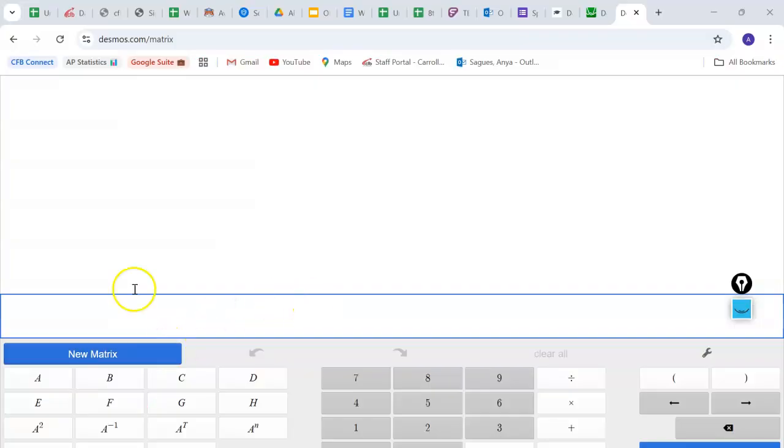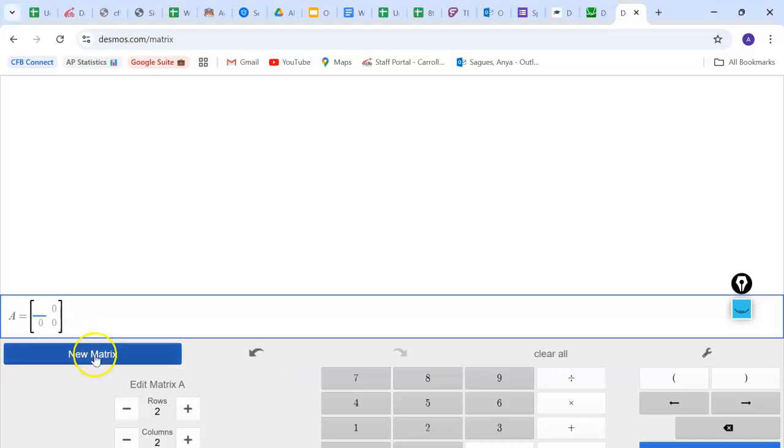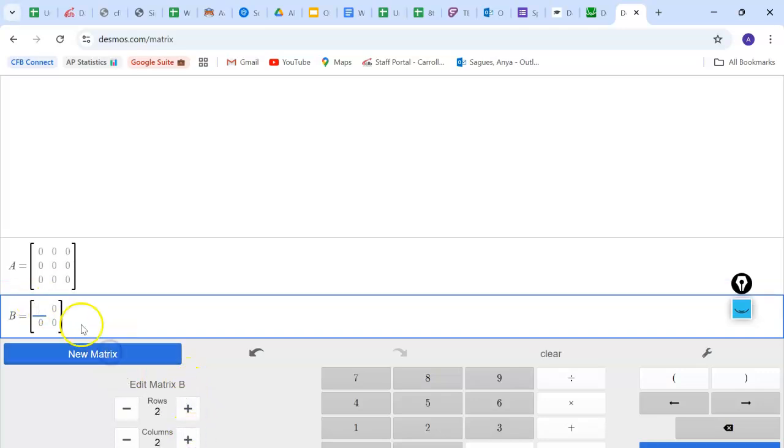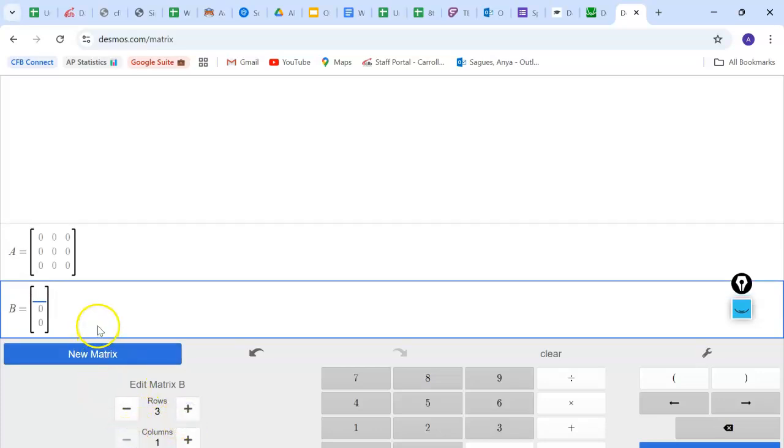So I am in desmos.com/matrix. I'm going to do new matrix. I know that my first matrix has 3 rows and 3 columns, so I'm going to go here and change the number of rows and columns. I know I have a B matrix. It has 3 rows and 1 column.